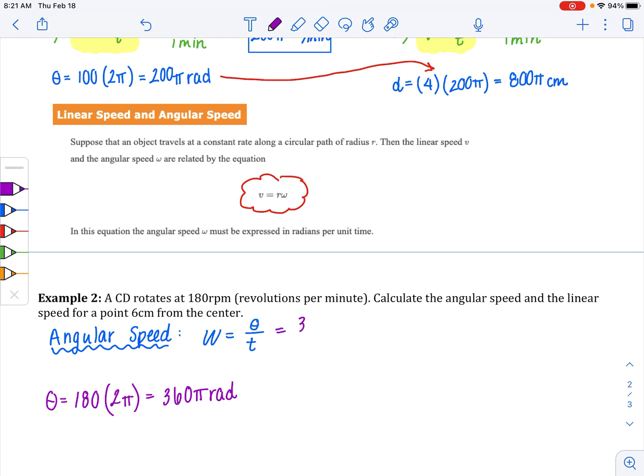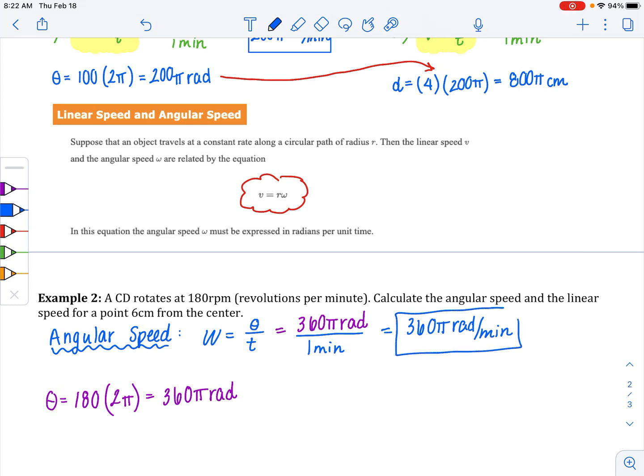That can go right in my numerator now, because I have the correct units, I can plug in. Now, here it's not giving us an actual unit, but because it says per minute, that's also a giveaway that the denominator is just going to be one minute. So overall, your angular speed is going to be 360 pi radians per minute. That is the speed of your angle.